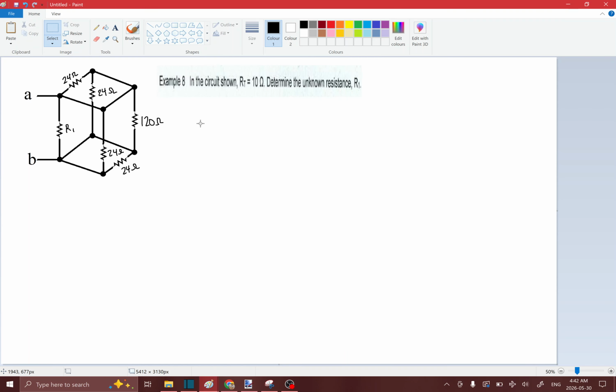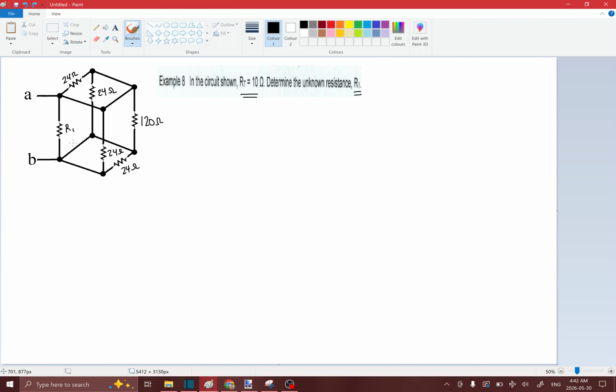So for this question over here, we're told that the total resistance is 10 ohms, and we need to find out what the unknown resistance R1 is. So R1 is over here, and we know that the total resistance of this whole circuit, when you do the equivalent circuit, is going to be 10 ohms. So in other words, the resistance from point A to point B is going to be 10 ohms in total.